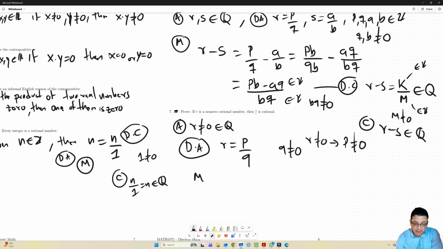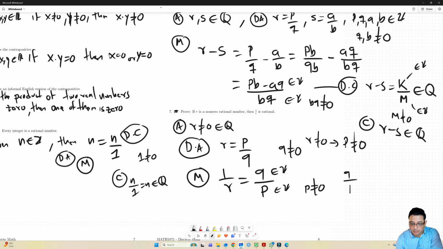So now my manipulation is going to be to find out what is 1 over r. But 1 over r is just going to be q over p. And notice that both q and p are integers, and p is different from 0. So that means that q over p belongs to the rationals. And so that implies, and this is my definition of the conclusion, that my conclusion will be that 1 over r belongs to the rational numbers.